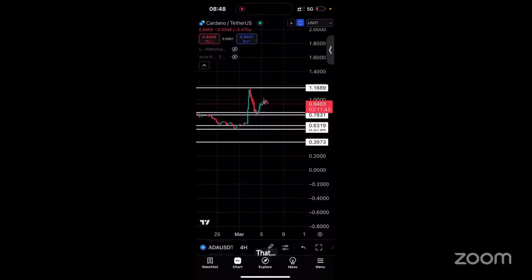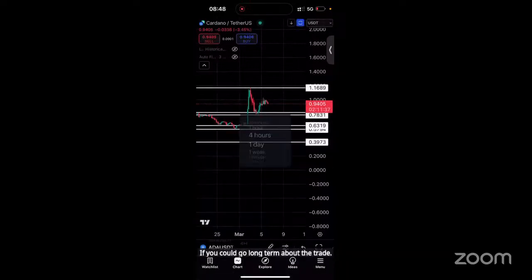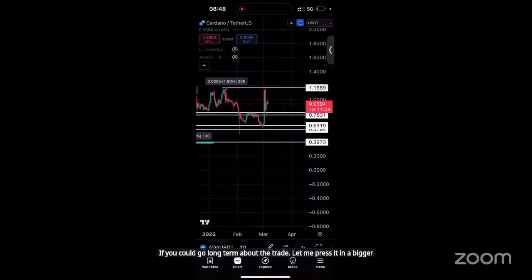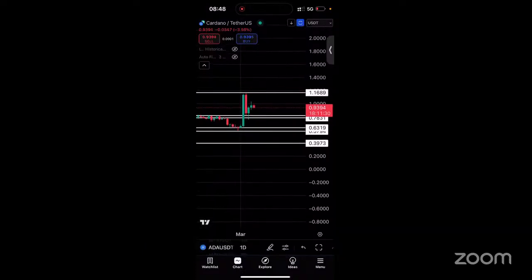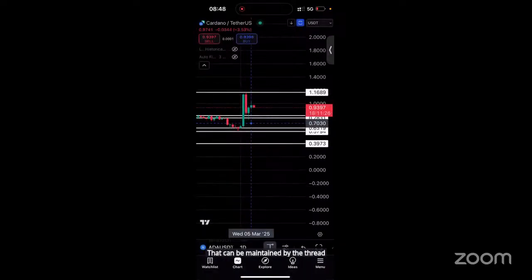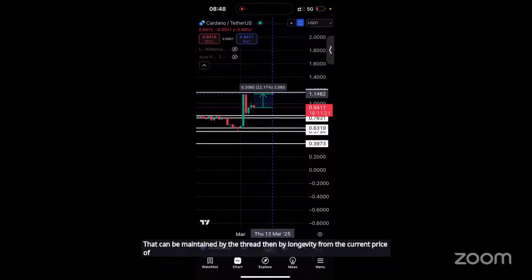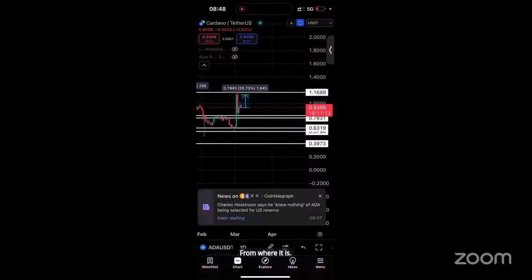But my statement lies on this: if it is true that Donald Trump is considering Cardano, and you could go long term on the trade, let me switch to a bigger time frame, like 1 day. This is just a simple retracement that can be maintained by the trade. Then by longevity, from the current price of this coin, this could give you another 15 to 20% from where it is. It has done it in the past.